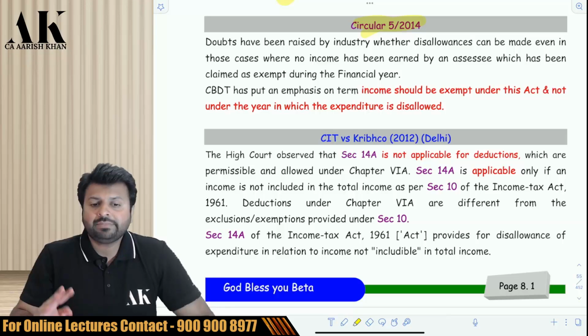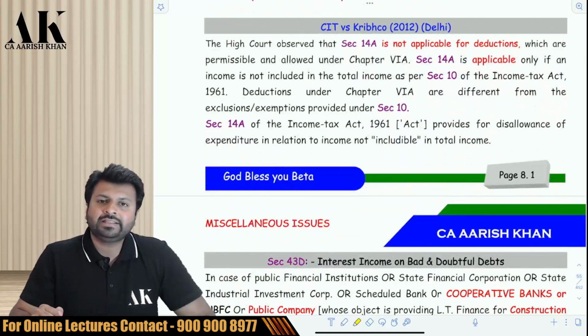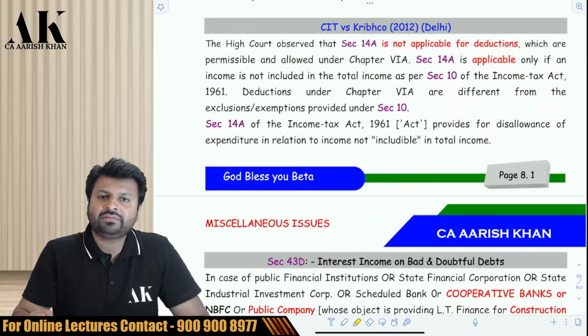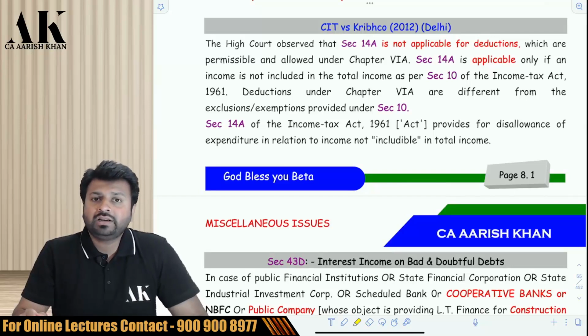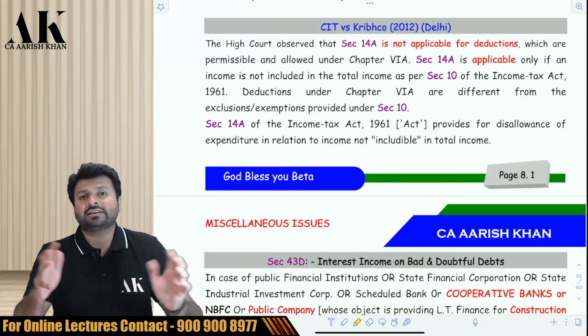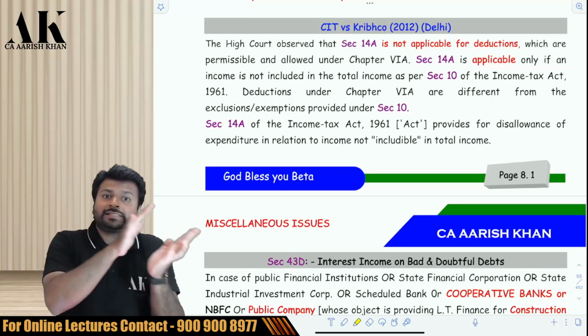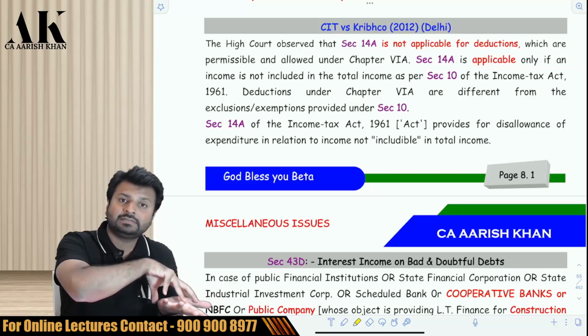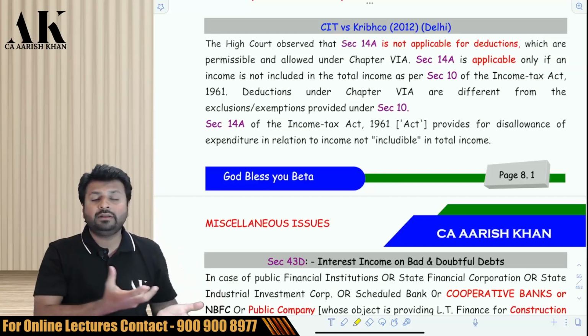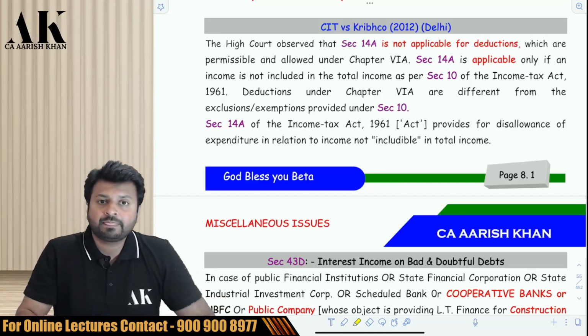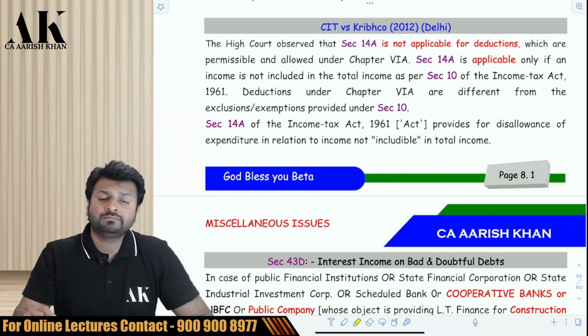Okay. Similarly, one more issue is there in the case of the Delhi High Court judgment, CIT versus Scripco 2012. What does the Delhi High Court have to say in this particular case? Now, what are the facts of the case, sir? Assessee has taken a loan and has invested that money in a business which is not exempt under section 10 but which is deductible under Chapter 6A. Will the expenditure be disallowed?